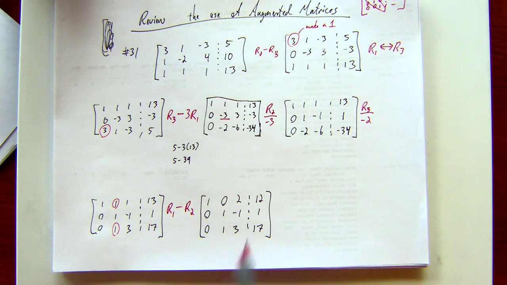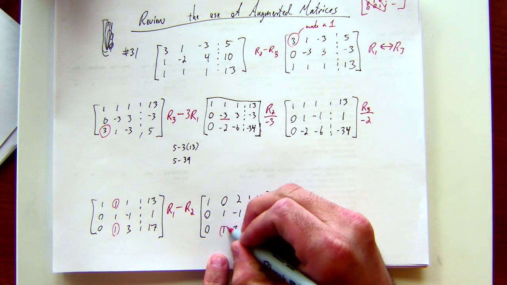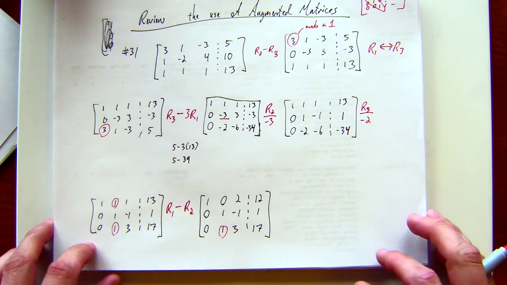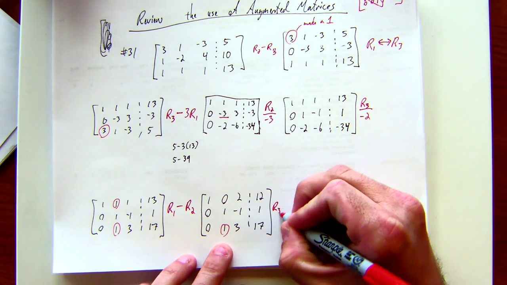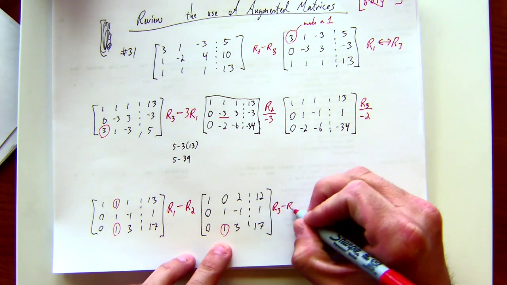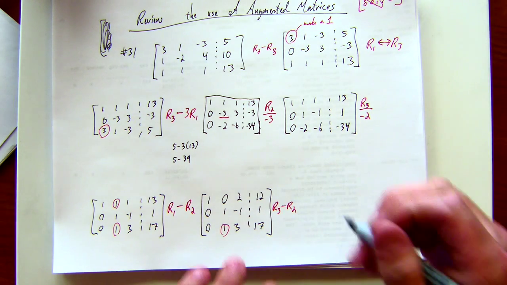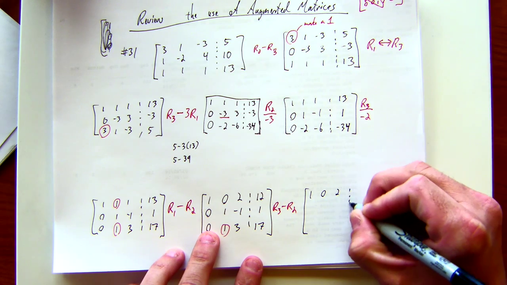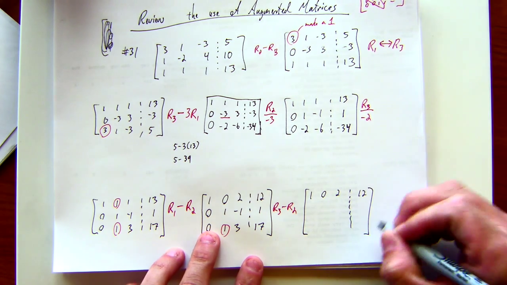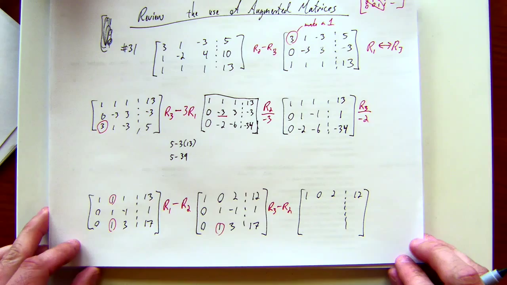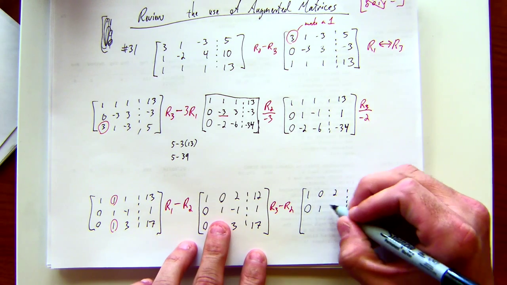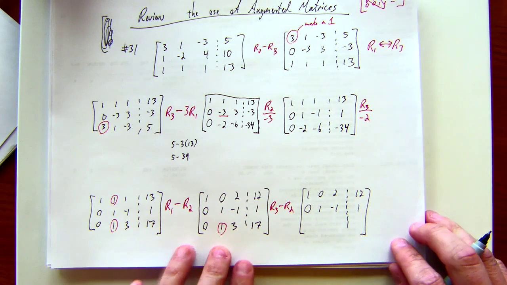All right, what about, still need to make this guy a 0. What do you think I want to do? Subtract what? Yeah, so I'm going to take row 3 and subtract row 2. In this case, row 1 and row 2 are not changing. 1, 0, 2. Just a matter of being careful with your notation, taking your time. Row 2 is not changing as well. 1, negative 1, 1.